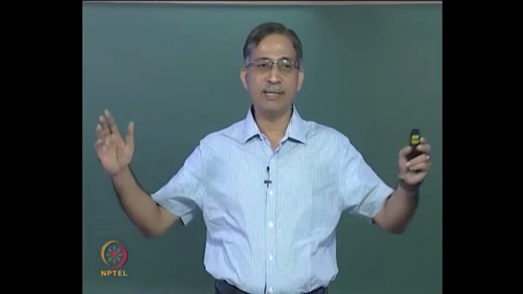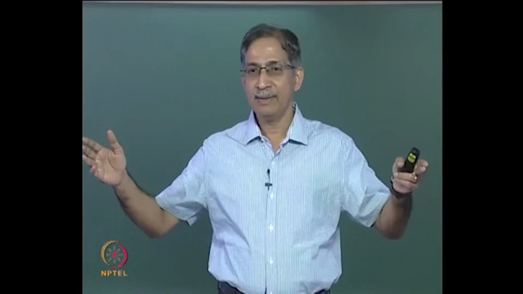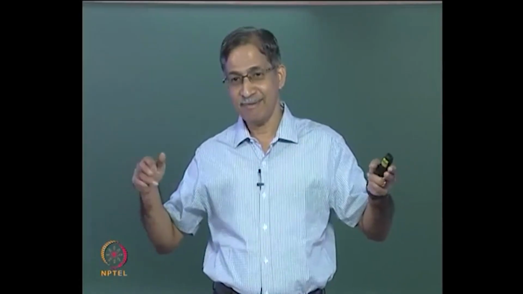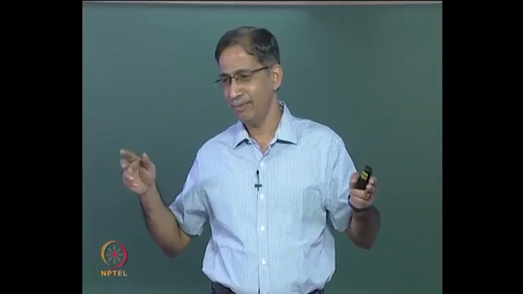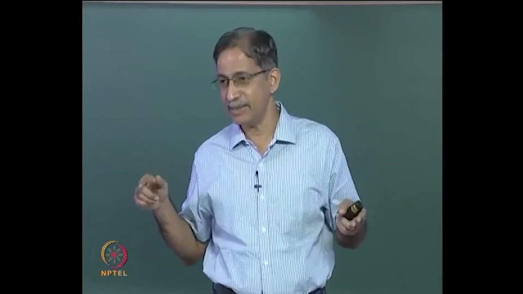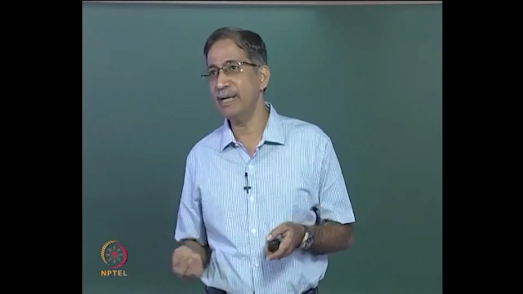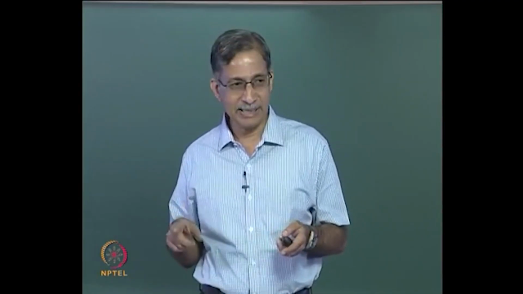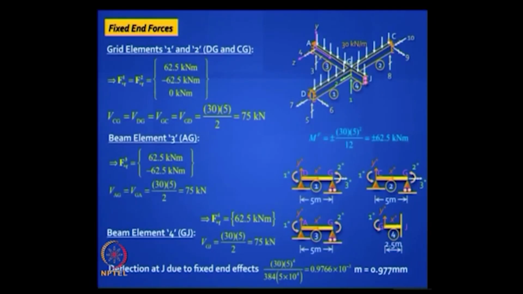You know that for a simply supported beam, the deflection is 5 by 384 WL raised to 4 by EI. If it's fixed it's 1 by 384. So we just use that formula and you get a very small deflection of 0.977 mm in this case. Okay, right.